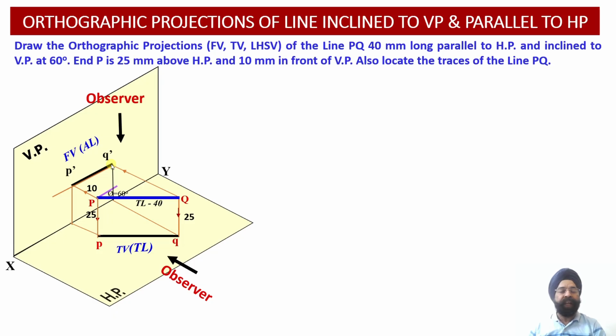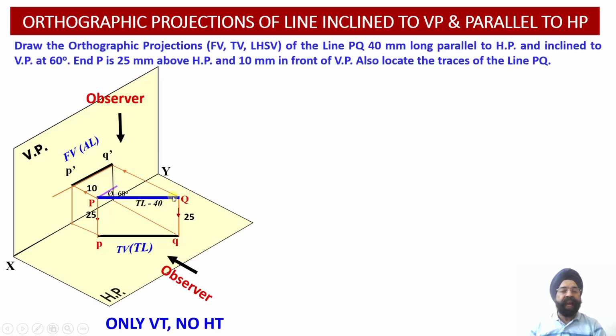So having obtained the front view and the top view projections, now we are going to obtain the traces of the line. Now we know that since this line is parallel to the horizontal plane, no way will this particular line PQ intersect the horizontal plane. So since this line PQ doesn't intersect the horizontal plane, we are not going to obtain a horizontal trace in this particular situation.